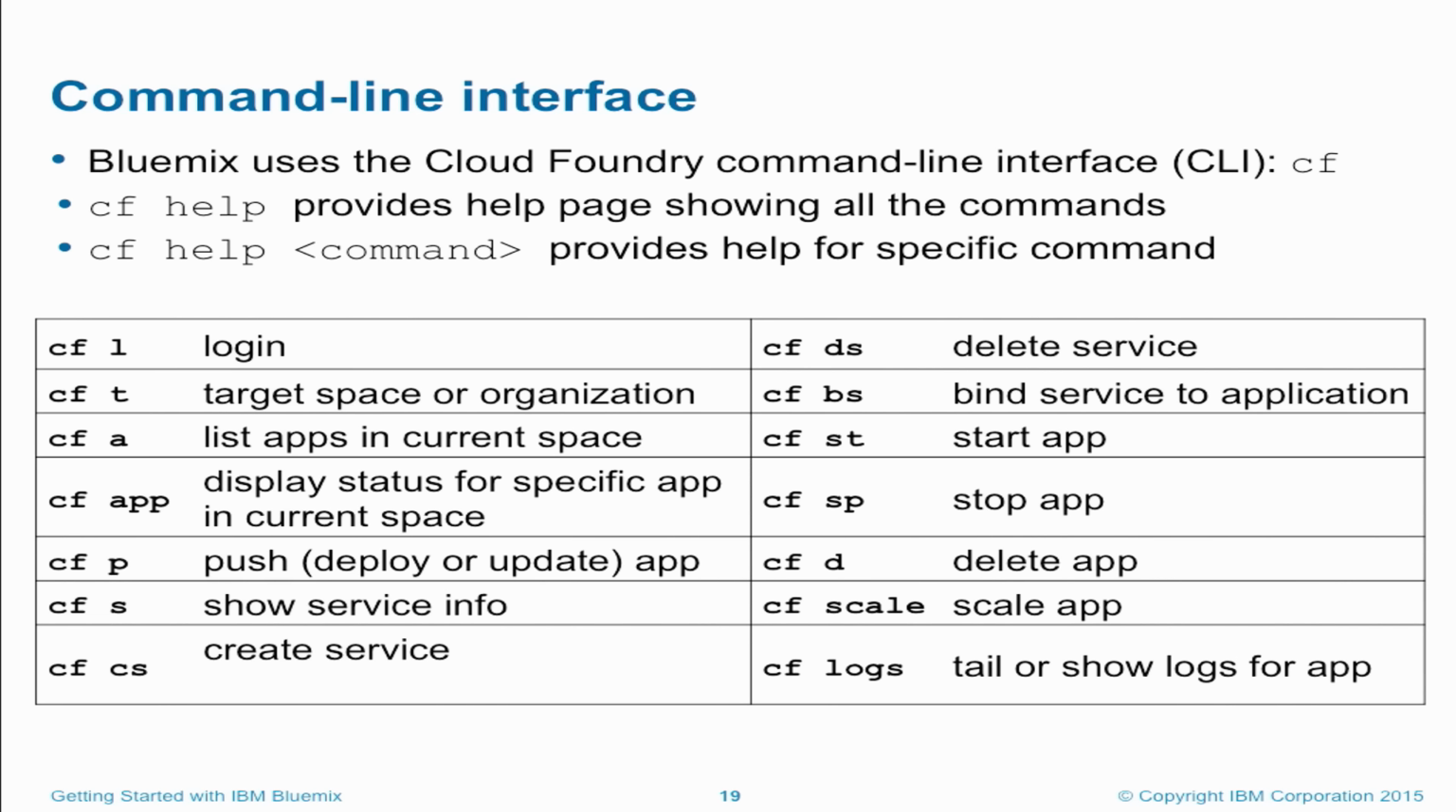If you ever need help in terms of what a command is, just typing CF help at a command line will provide you a help screen. If you want more detailed help on any specific command, CF help followed by the command will give you a more detailed description of that command with any options that you can type in. On the slide that's showing, I've given you some common shortcuts. Most of the commands you can type a long form or a short form. For example, for CF login, I can type CF login, or I can just type CF, then the letter L. I've given you some of the most common shortcuts on this slide to help you get started.